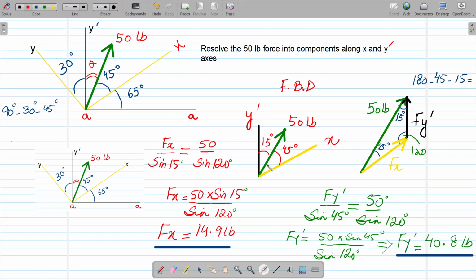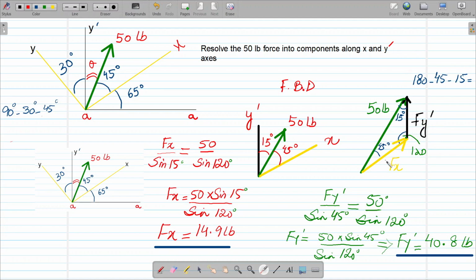When we do that projection, this is our 50-pound force, and we can easily say it is making an angle of 45 degrees. How? If you look at the main figure, this 50-pound force is making an angle of 45 degrees with the x-axis, and on this x-axis lies the force component Fx. This 50-pound force is making an angle of 15 degrees with the y dash axis, and on the y dash axis lies our component Fy dash.